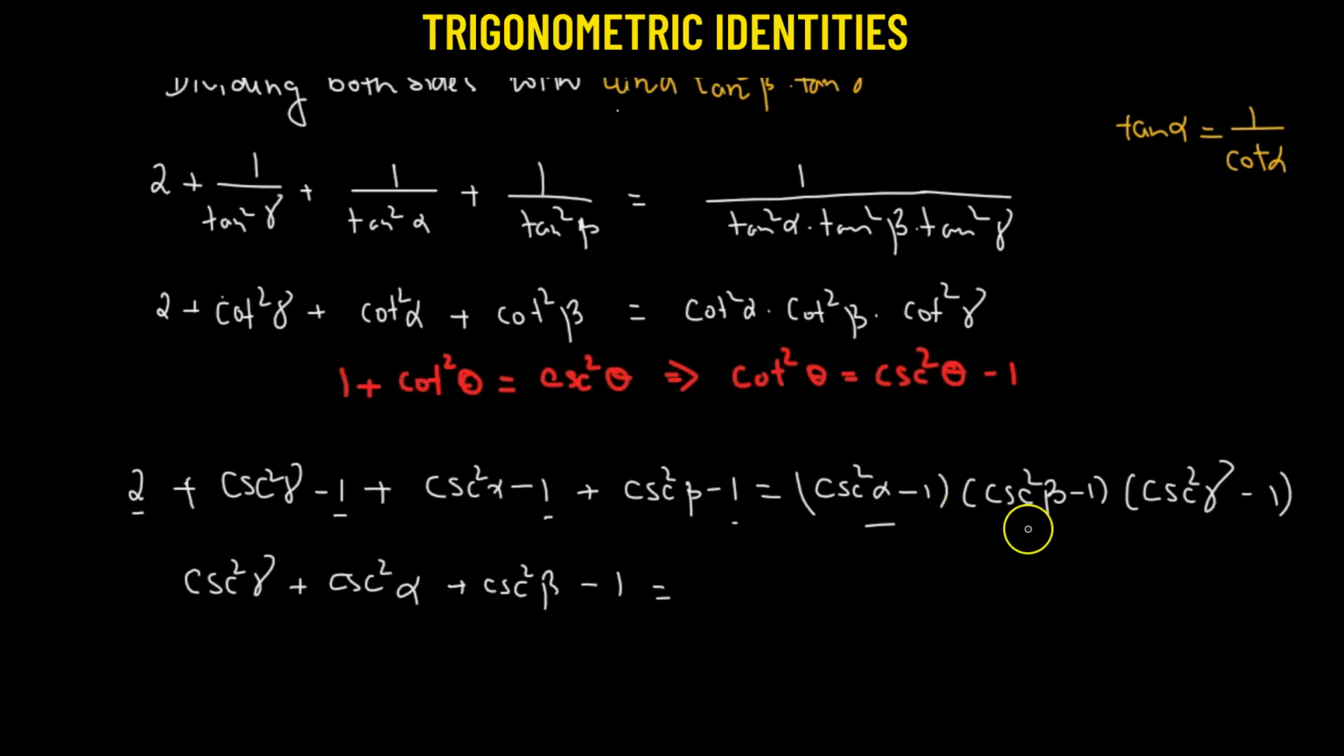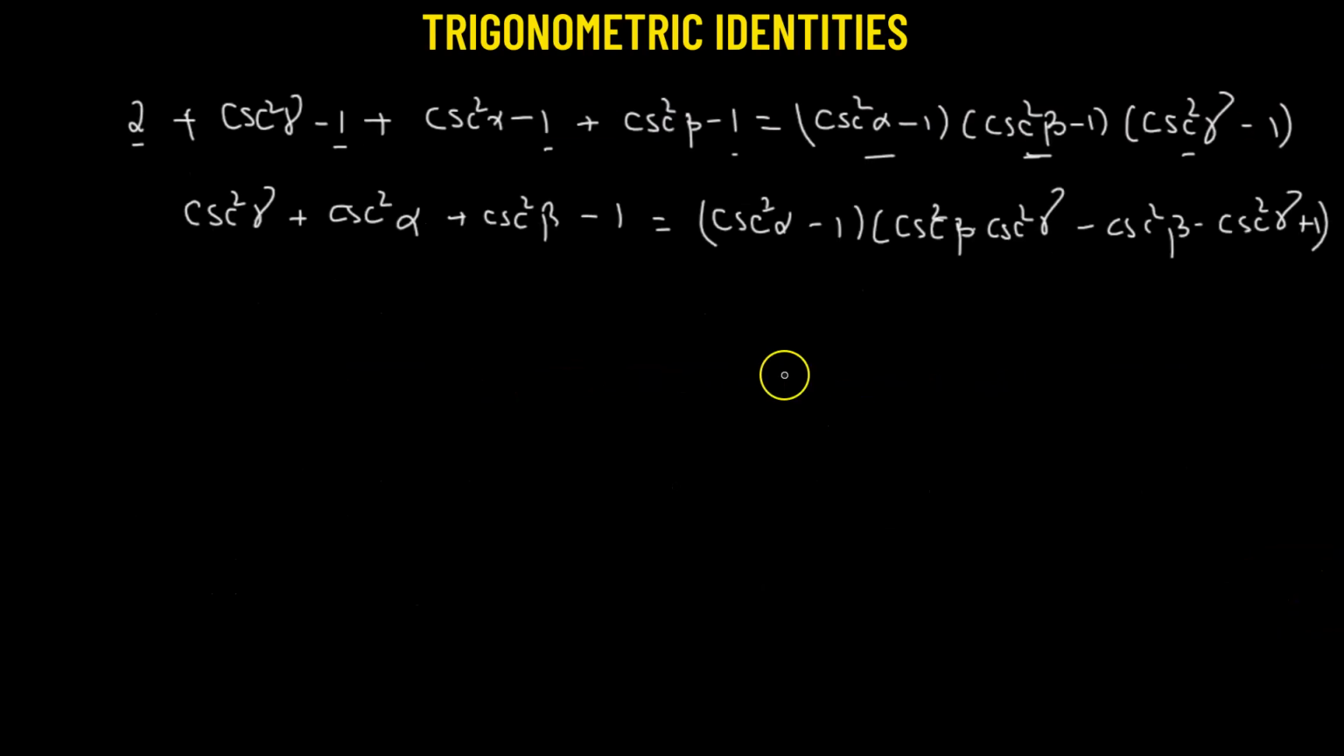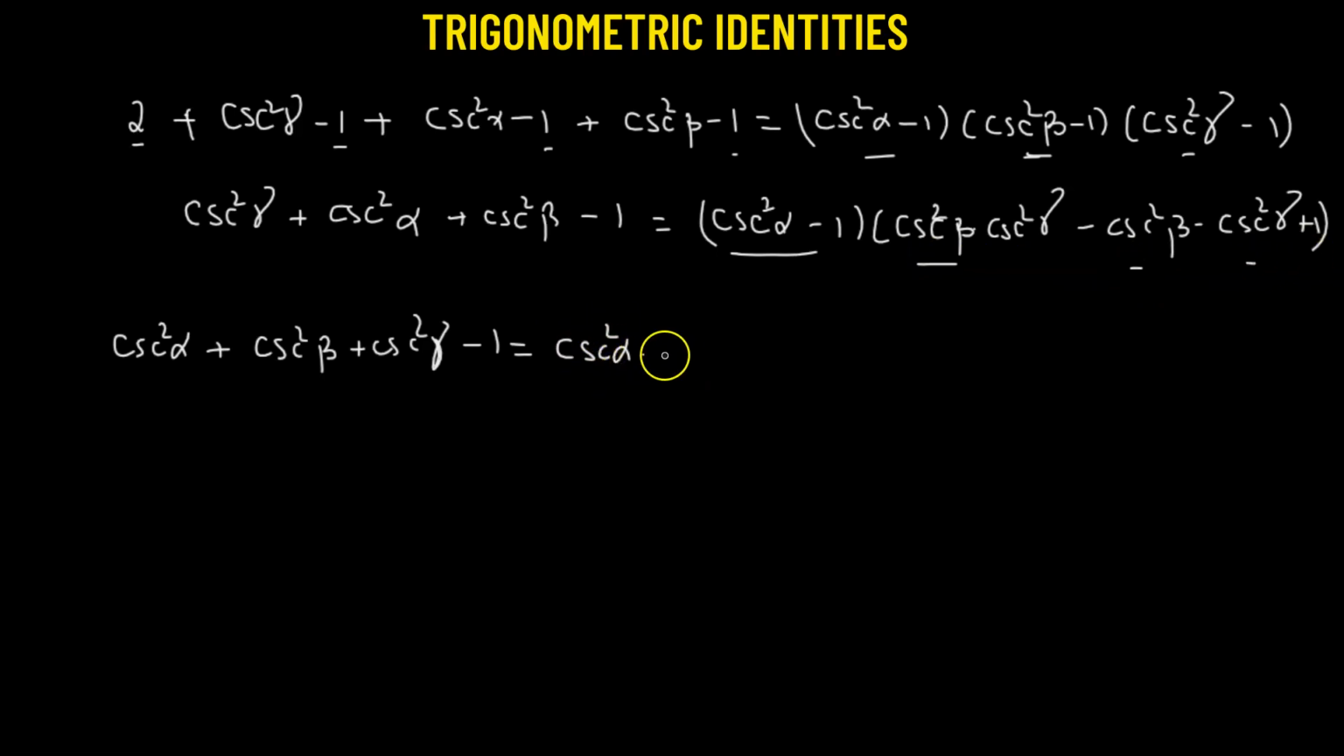Now we'll have to multiply these three expressions. Let's keep the first one aside. With cosecant squared alpha minus 1, we're going to multiply these two expressions. So we get cosecant squared beta times cosecant squared gamma minus cosecant squared beta minus cosecant squared gamma plus 1. Then further simplification: we'll have to multiply cosecant squared alpha minus 1 with each of the terms within the parentheses. So we have cosecant squared alpha times cosecant squared beta times cosecant squared gamma.